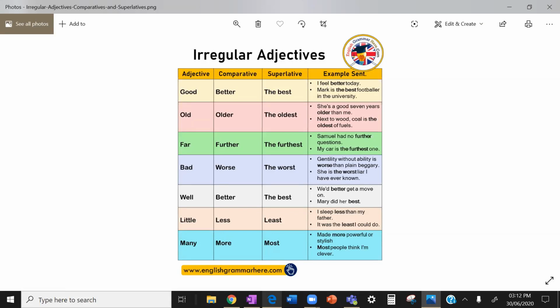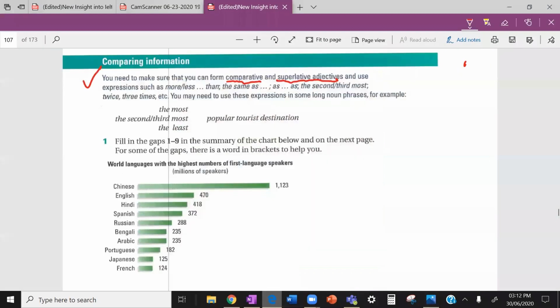Now you have an idea what is an adjective, what is comparative, and what is superlative. So now we go back to the book which we were studying. We will not go into detail of grammar. We will have comparisons of adjectives here, and we can use words like more or less. We can use than, because when you're comparing comparative adjectives, you use than, the same as, or as.